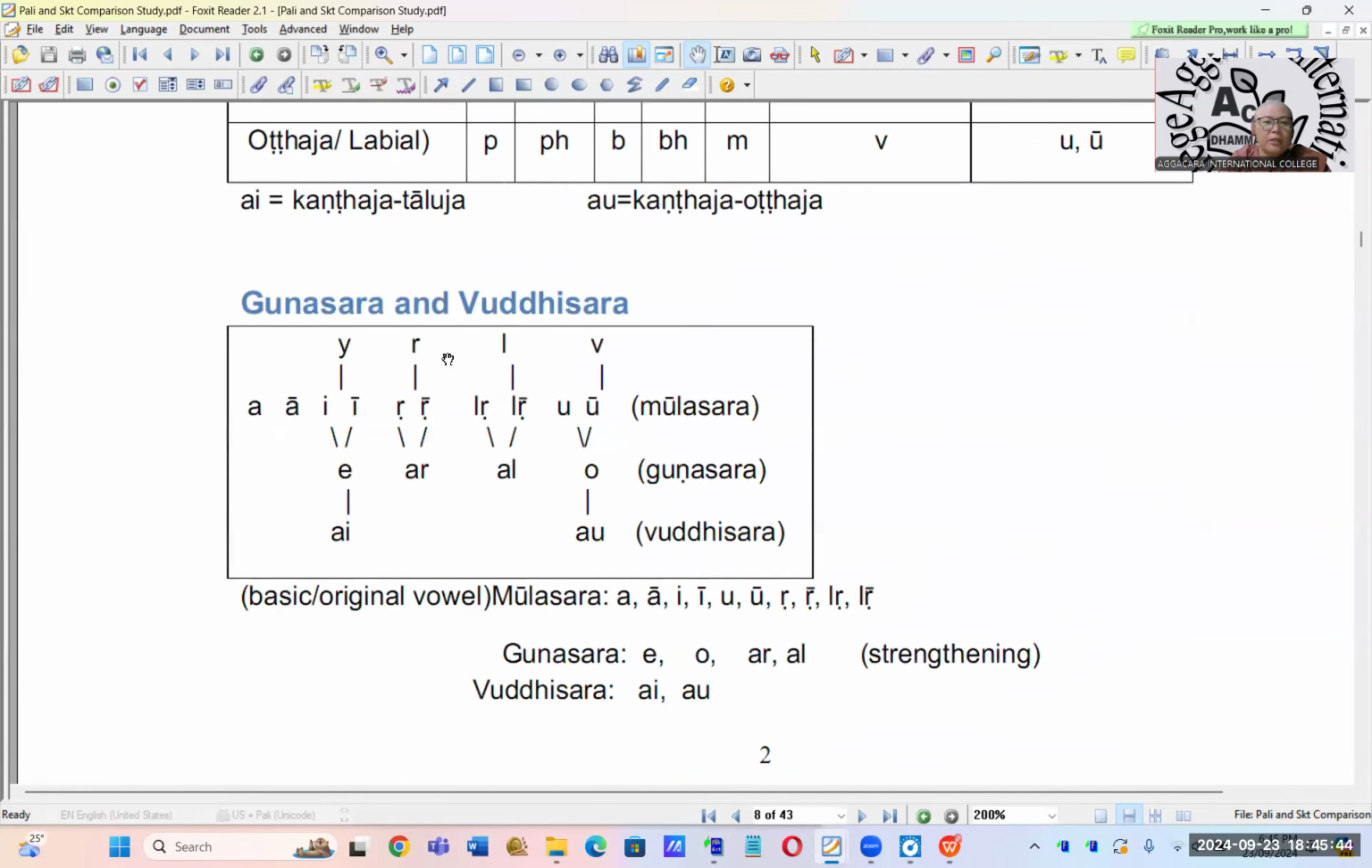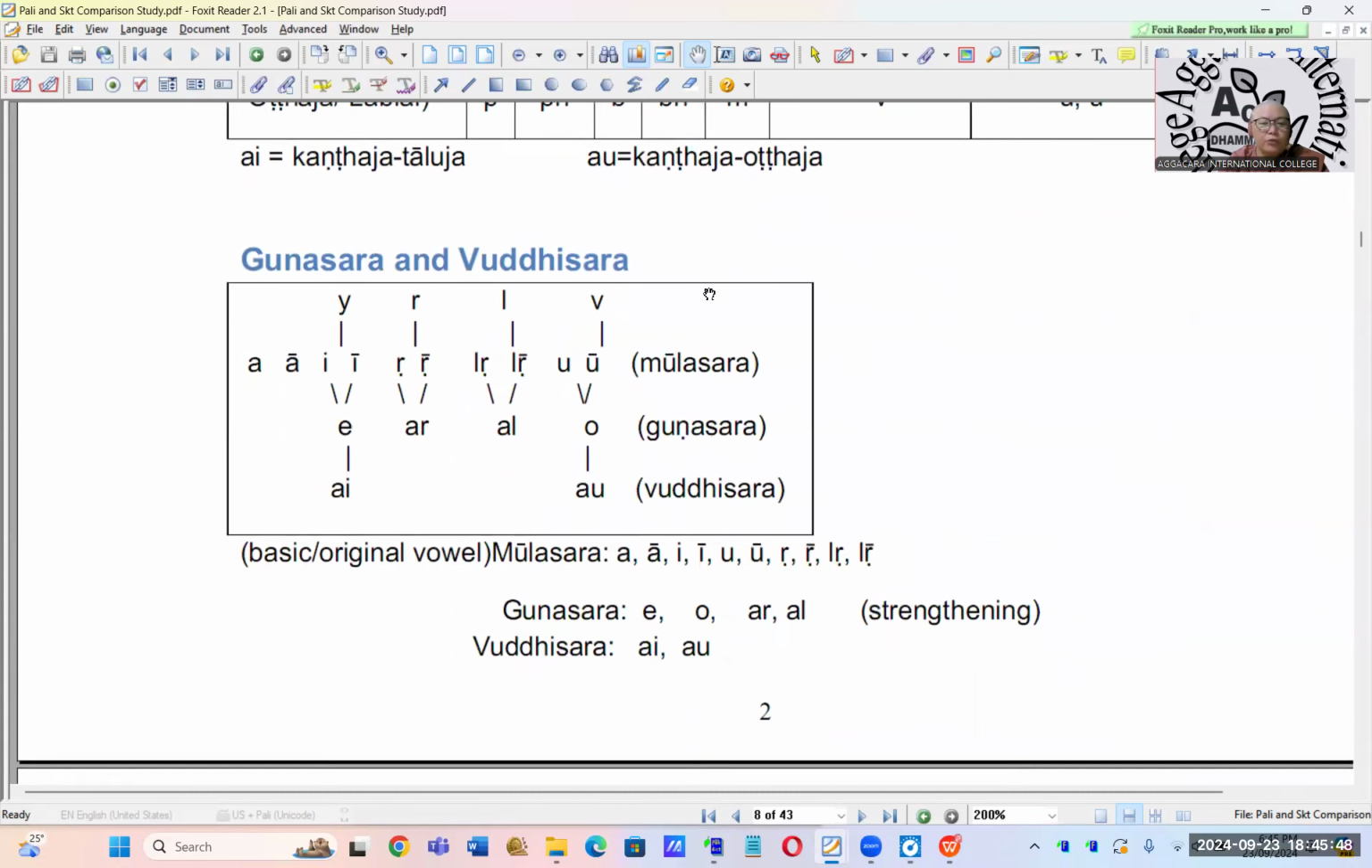Okay, this is not so important. Now let's look for something more useful when we see the changes. A, E. All right. So from letter I and long I, we can change it to E. Sometimes we also can change it to AI. Right. So this is called Mula Sara, original vowel. So I can change it to Y. Y is because the semi-vowel.